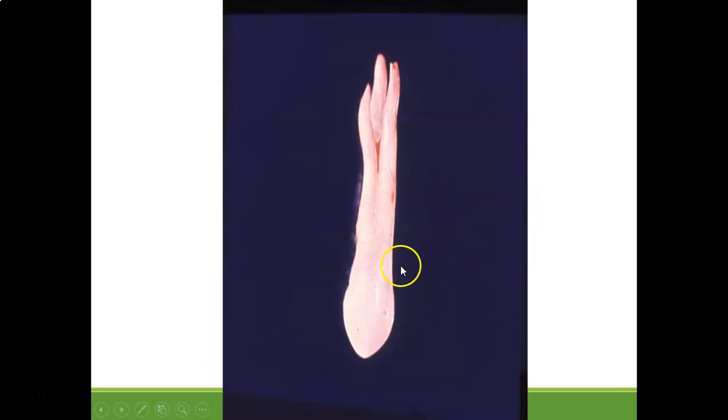Here's a funny looking guy. It looks like a tadpole or something, but this looks like a canine with multiple roots. There's like 3. This is kind of crazy. It's a very odd looking tooth.